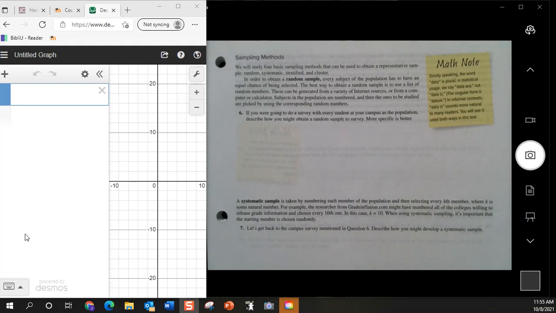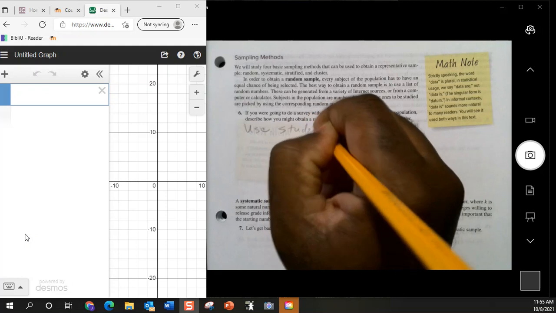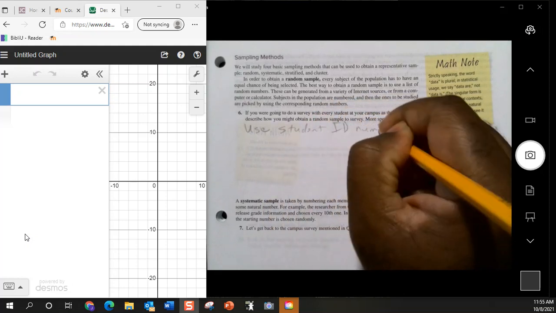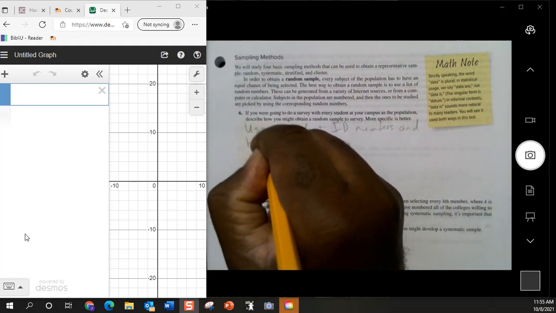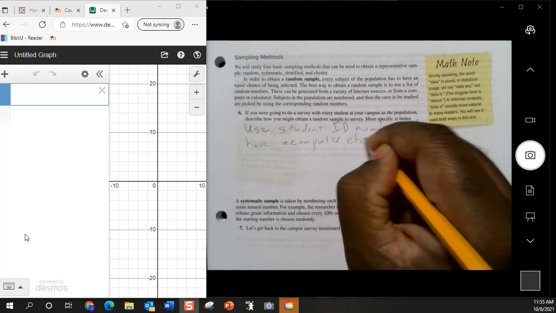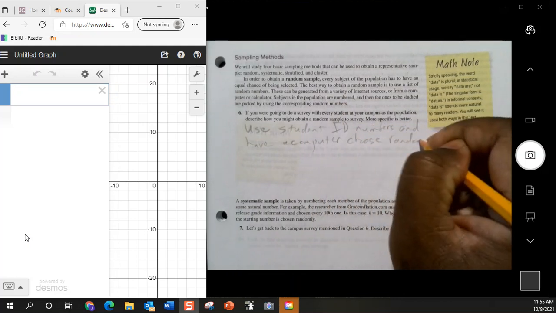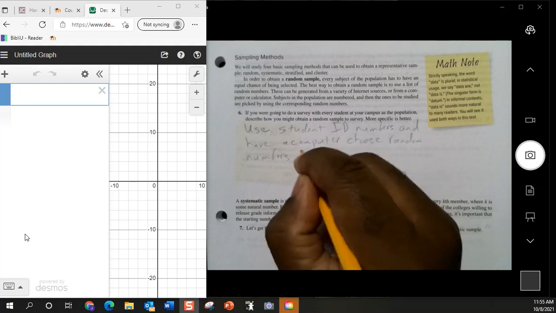Subjects in a population are numbered, and then the ones to be studied are picked by using the corresponding random numbers. If you are going to do a survey with every student at your campus as the population, describe how you might obtain a random sample to survey. More specific is better. We could use student ID numbers and have a computer choose random numbers from that list.